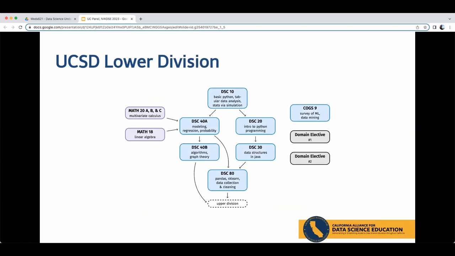All right, so this is our lower division curriculum. We start with DSE 10, which you can think of as similar to Data 8. So if you're teaching Data 8 at your institution and you want to submit an articulation request, it'll likely count as DSE 10. From there, the curriculum splits off into two tracks, a theory track and a programming track. So the programming track, DSE 20 and DSE 30, this is a course in Python, and a course in Java. And data structures is emphasized throughout both of those courses. The theory track, we have DSE 40A.